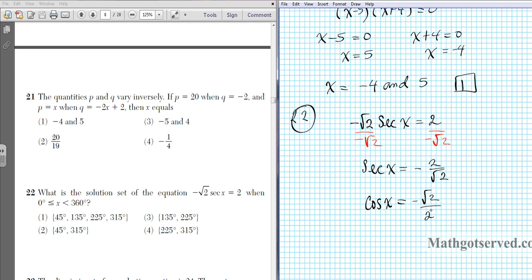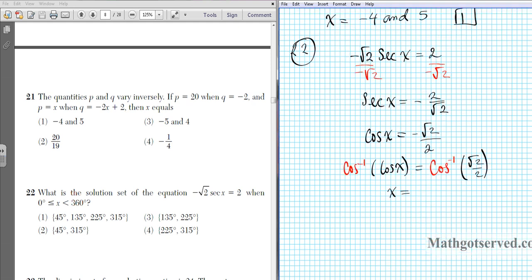Then we use the sign here to figure out what the angles are. So to get a reference angle, I'll take the inverse cosine of both sides. So the inverse cosine of cosine x equals the inverse cosine of negative root 2 over 2. Remember, I'm just focusing on the reference angle. Then I'm going to use this negativity to resolve it. So I'm going to have x equals, now what's the inverse cosine of root 2 over 2? If you remember your special triangles, root 2 over 2 is basically 45 degrees. Okay, so that's the reference angle.